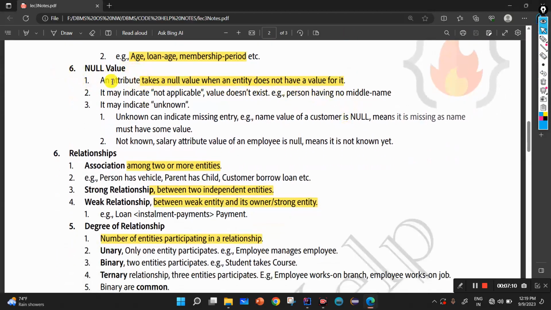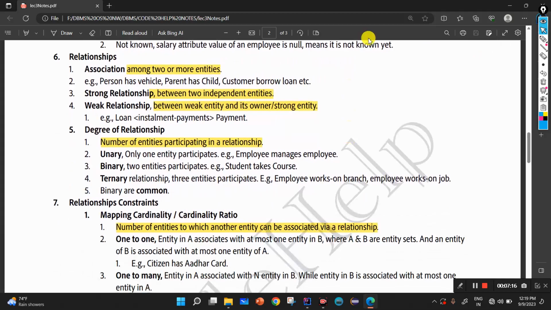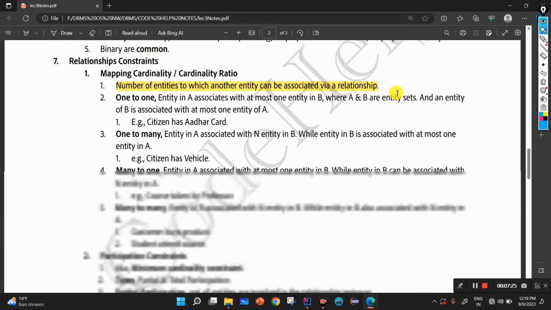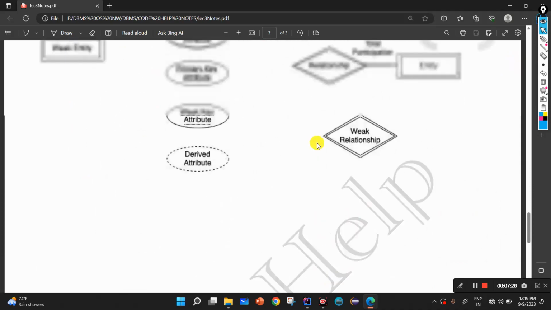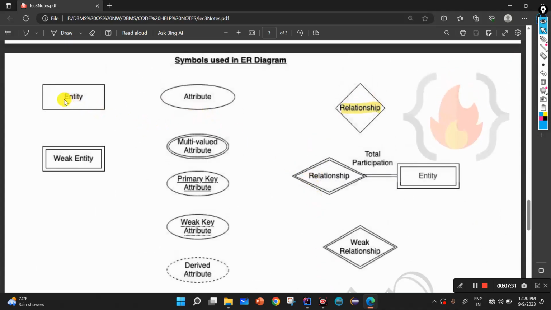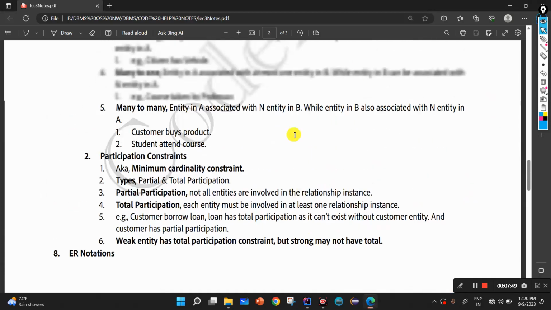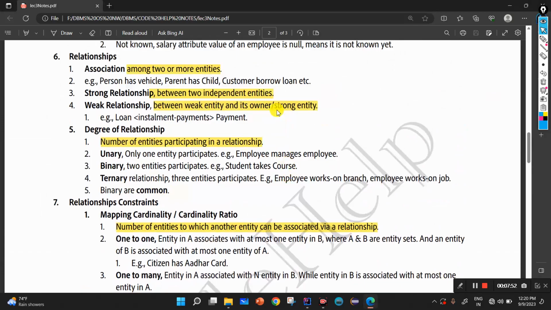Now null value is very simple. An attribute takes a null value when an entity does not have a value for it. Now relationships. A relationship is an association among two or more entities. When there are two entities, there is one entity and some other entity, and there is a relation between them. The symbol of a relationship is like this. So what is a relationship? Nothing but an association between two entities.